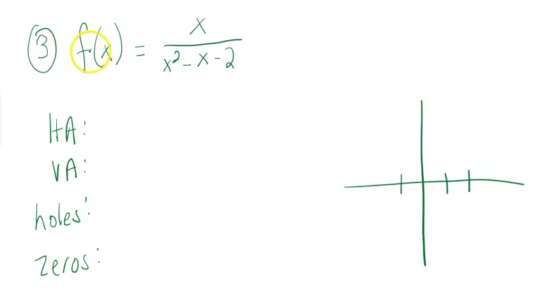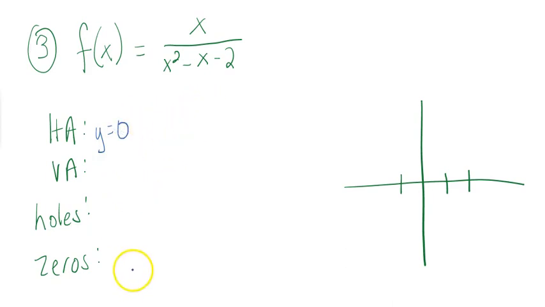Okay, for our third example, we're using f of x equals x over x squared minus x minus 2. And this is one of those situations. It's easy to figure out the horizontal asymptote first, since you can see the powers of x. We have x to the first power on the top, x squared on the bottom, so this is a small over big situation. Your horizontal asymptote will be at 0.